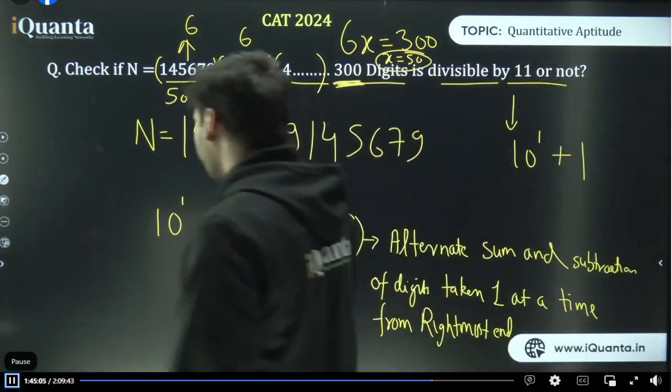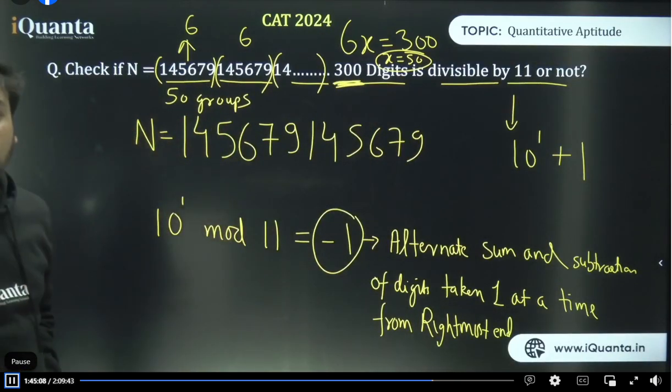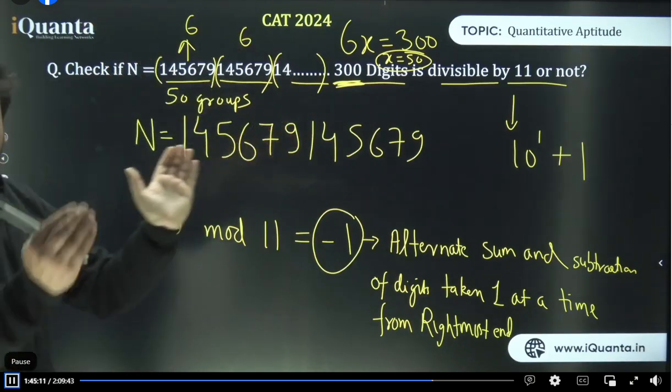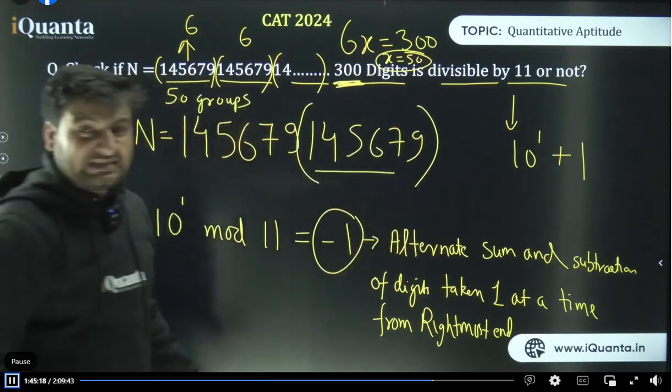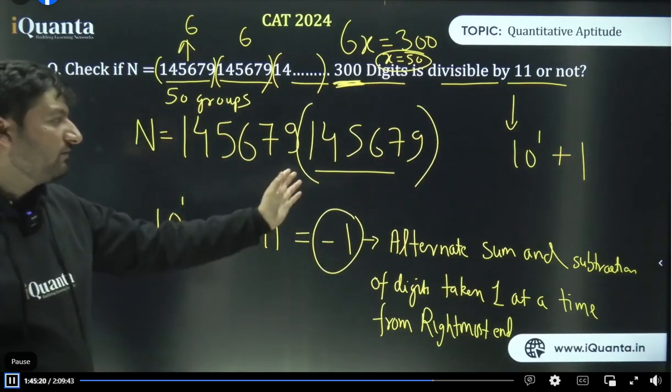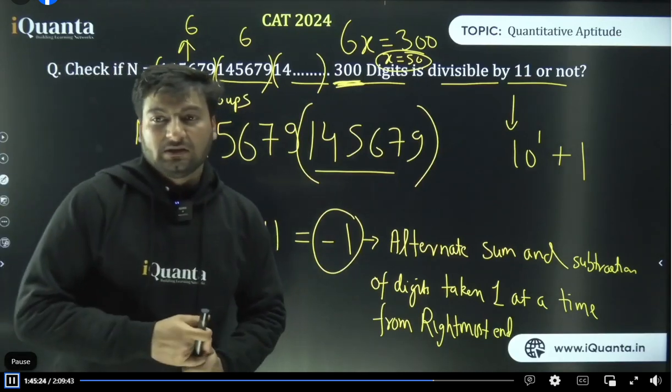Yes or no? So how will the number end? Because the last set of 6 digits will also be 1 4 5 6 7 9, isn't it? The last set of 6 digits will also be 1 4 5 6 7 9. Yes or no? See, you are not understanding.